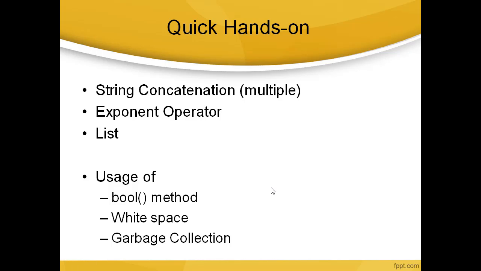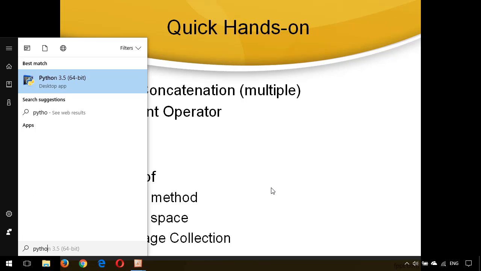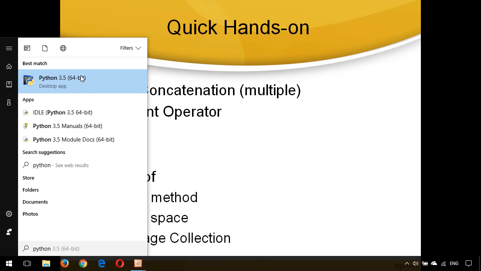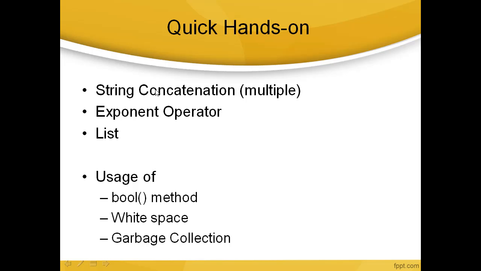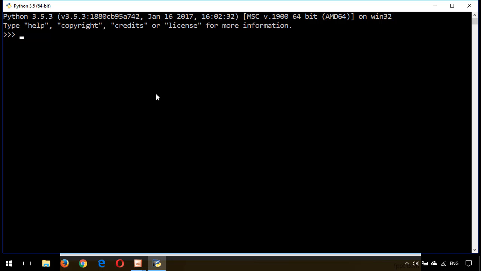Let's have a quick hands-on. For that, press the Windows button, type Python and click on the Python 3.5 desktop app. Now the Python interpreter is open. First, let's do string concatenation and multiple string concatenation. For that, let me create a variable called company equal to Peppy Learning and say enter.